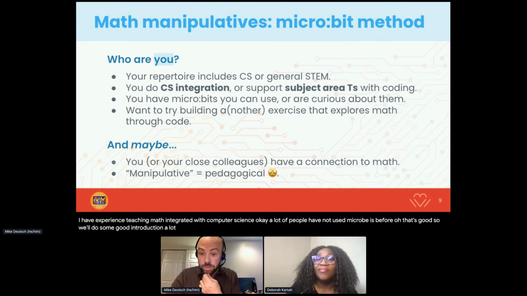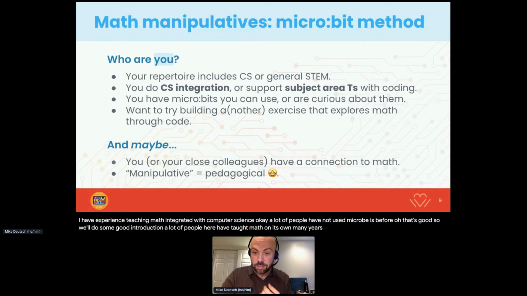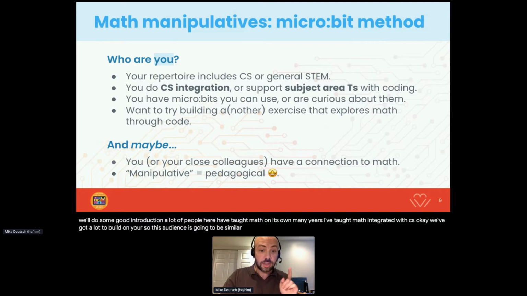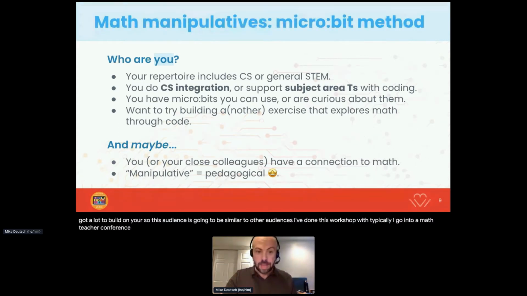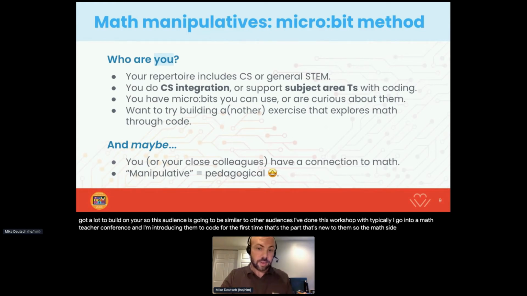A lot of people here have taught math on its own. Twice as many as have taught math integrated with CS. Okay, we've got a lot to build on here. So this audience is going to be similar to other audiences I've done this workshop with. Typically, I go into a math teacher conference, and I'm introducing them to code for the first time. That's the part that's new to them. So the math side is very, very familiar.